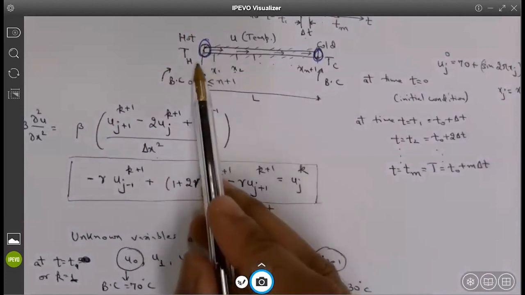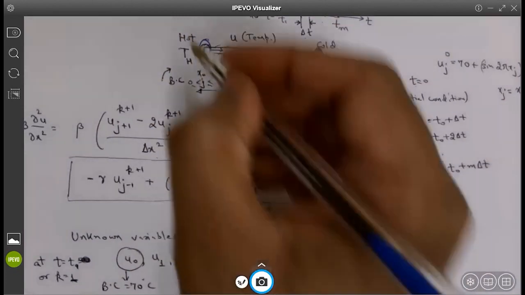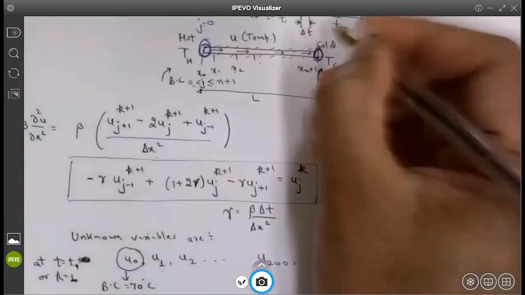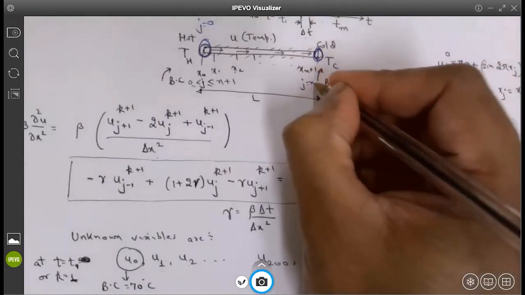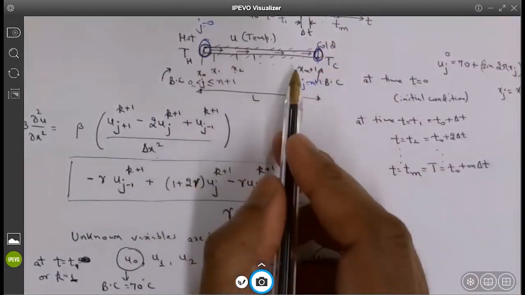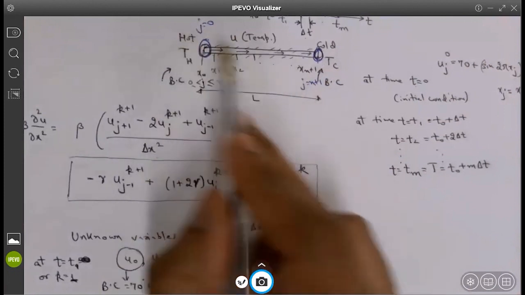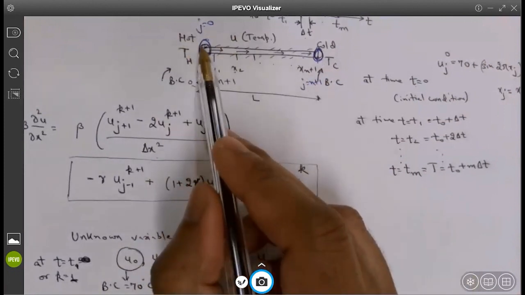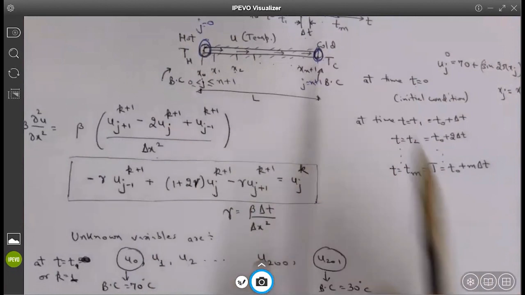This is U0, this is J0, this is at J equals 0, and this is J equals n plus 1. This is a part of your boundary condition. So these are not required to be determined. These are basically given to you. The temperature at this end is given to you. Temperature at this end is given to you.